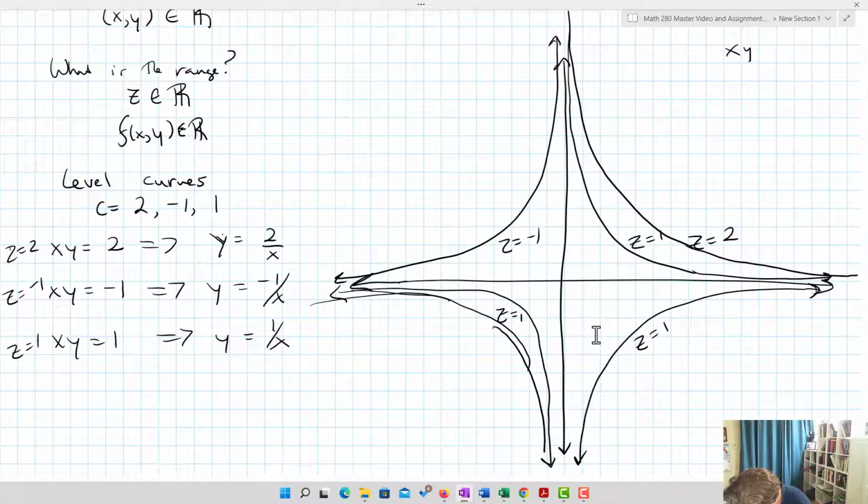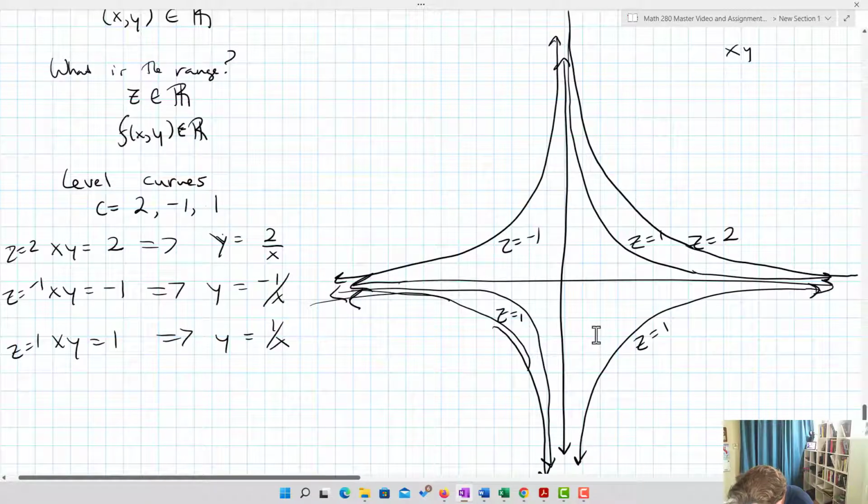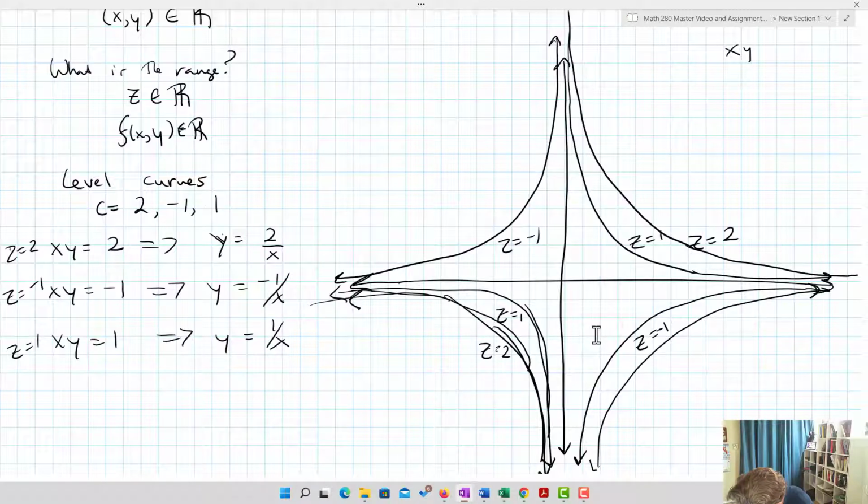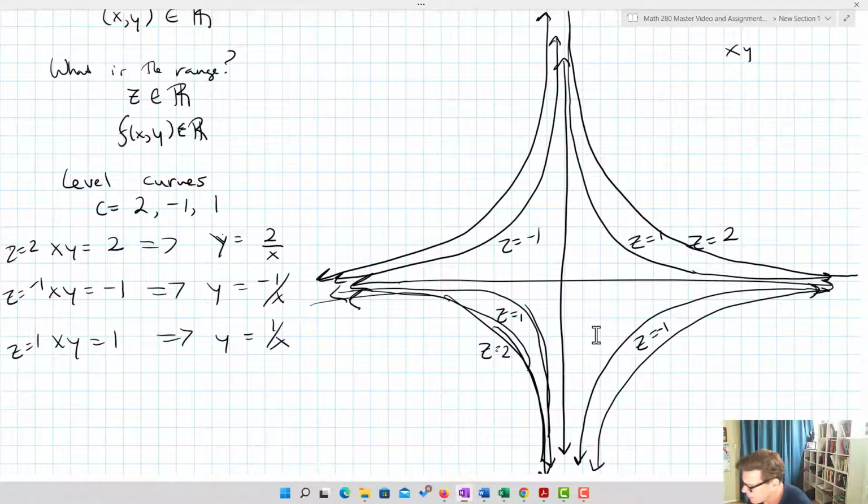Basically, for these ones, I just visualized the graph of y equals 1 over x, or 2 over x. And so, again, that's z equals 2. If we wanted to do negative 2, by the way, that's negative 1, we can imagine that it's going to look somewhat similar, just mirrored from positive 2. And so those are going to end up being our level curves.